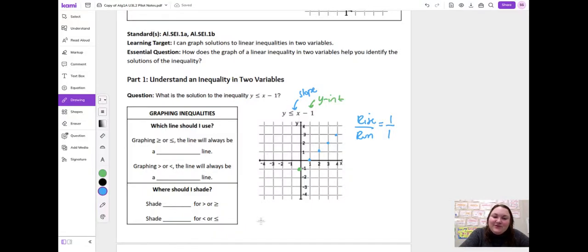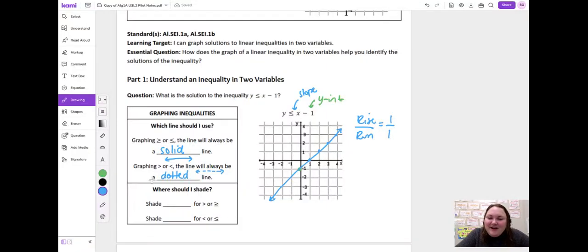For an equation, we draw a line and we're done. But for inequalities, you have two options. For greater than or equal to and less than or equal to, the line will always be a solid line. So that's a line that you're used to. But for greater than or less than, we are going to use a dotted or dashed line. So that's going to look more like this here. So for this inequality, because it has the equal to, I'm going to go ahead and draw a solid line as straight as I can.